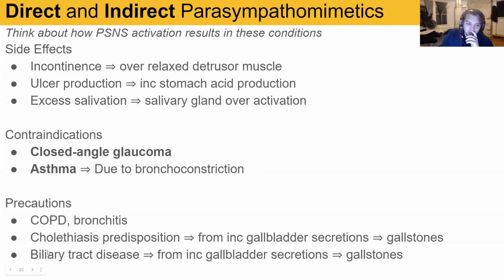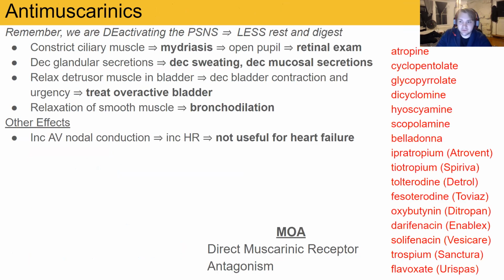Likewise, our precautions are disease states in which we can monitor for what's going on. COPD, bronchitis, places where you would have trouble breathing. If you have a predisposition for cholelithiasis, which is the production of gallbladder stones, if you increase the gallbladder secretions, you're more likely to make gallstones. So we want to be careful in patients where gallstone production is known. Likewise, biliary tract disease is very similar. You're going to be creating more of the same gallbladder secretions, so avoiding those gallstones.